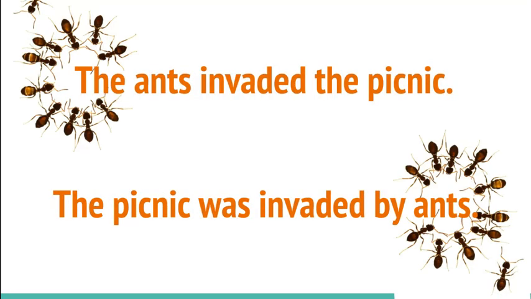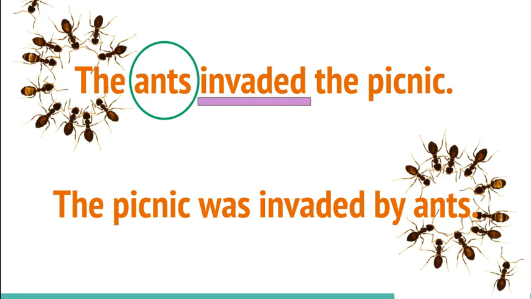Let's look at two sentences here that mean the same thing. First, the ants invaded the picnic. This isn't too tough. What's the verb? Invaded is our verb, so invaded will be the predicate. Who or what invaded? Well, the ants invaded, so ants is our subject.